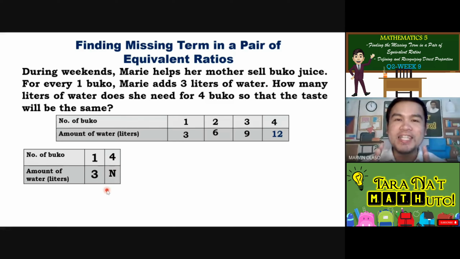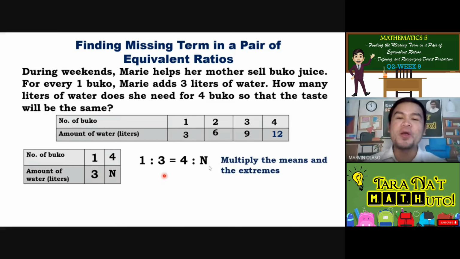So let us create an equation. So paano pa natin ginagawa ang equation? So we have the first ratio. 1:3 is equal to 4:n. We have now, ito na yung ating equation. Okay, what's next? So, we will apply now multiplying the means and the extremes. Okay, so paano tayo magmumultiply? So we have the means, ito yung means natin. Ito naman yung tinatawag natin extremes.